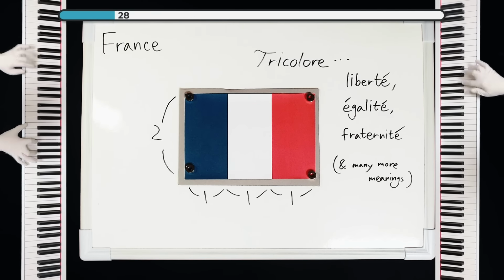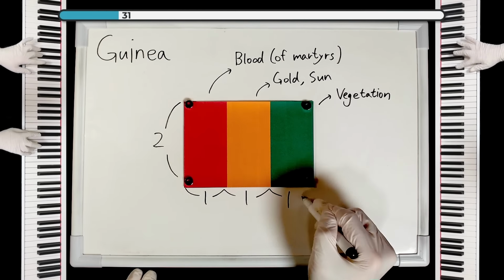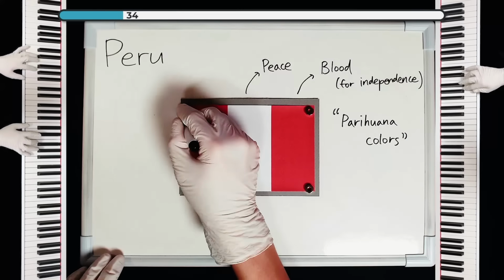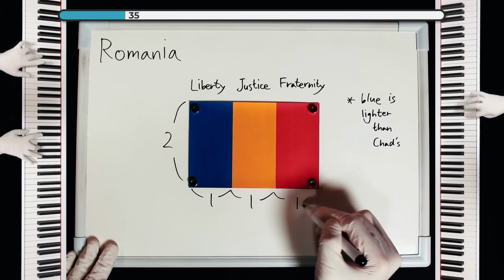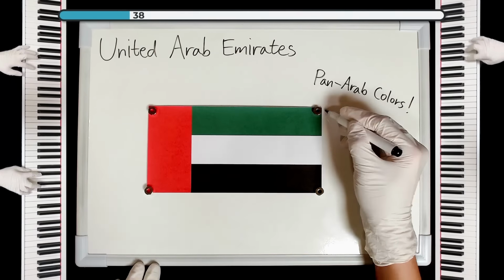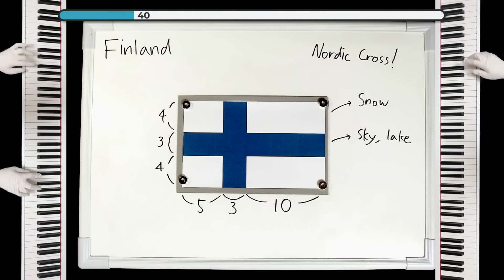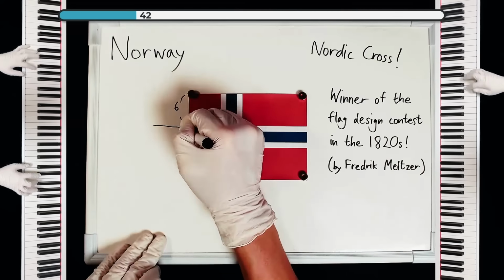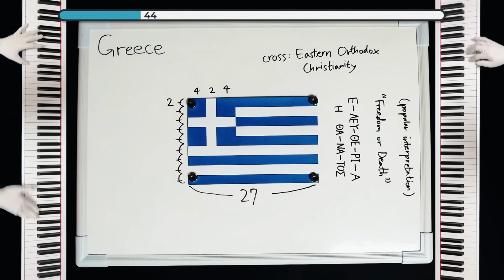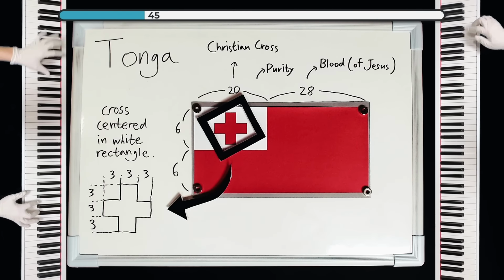Now to the verticals: Belgium, Chad, Côte d'Ivoire, France, did that in the beginning, Ireland, Italy, Guinea, Mali, Nigeria, Peru, Romania, that's all the verticals. Benin, Madagascar, United Arab Emirates, Denmark, onto the Nordic crosses: Finland, Iceland, Norway, Sweden. Now the final few: Greece, Switzerland, we've done that, and last but not least, Tonga.